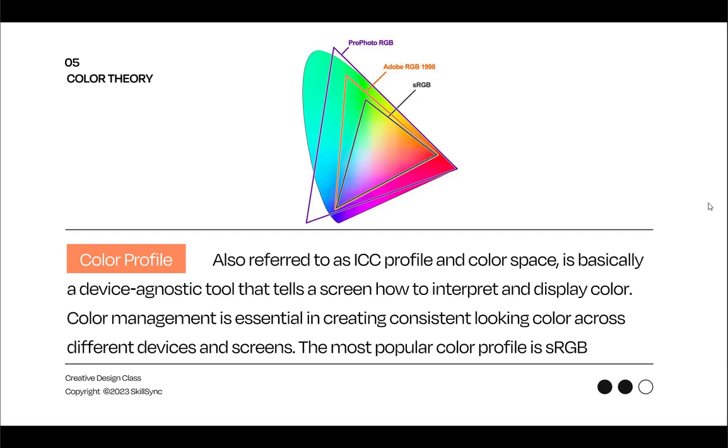Color profile, also referred to as ICC profile and color space, is basically a device agnostic tool that tells a screen how to interpret and display color. Color management is essential in creating consistent looking color across different devices and screens. The most common color profile is sRGB.